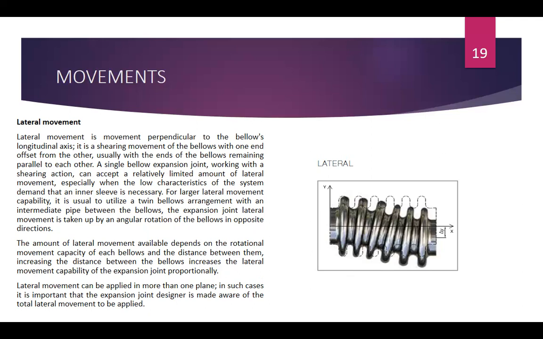A single bellows expansion joint working with a shearing action can accept a relatively limited amount of lateral movement, especially when the flow characteristic of the system demands that an inner sleeve is necessary. For larger lateral movement capability, it is usual to utilize a twin bellow arrangement with an intermediate pipe between the bellows. The expansion joint lateral movement is taken up by an angular rotation of the bellows in opposite direction.